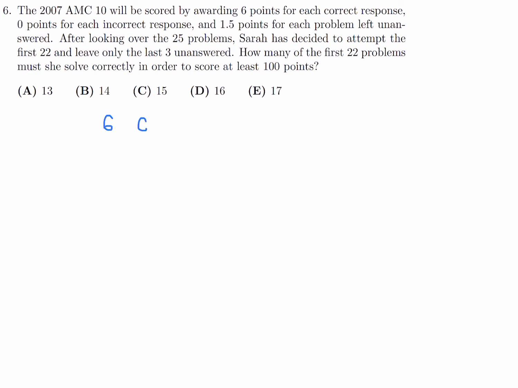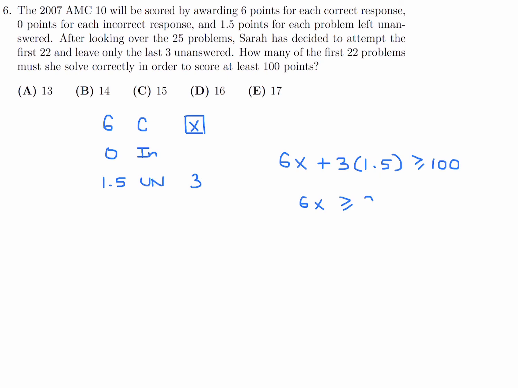6 points for a correct response, 0 for incorrect, and 1.5 for unanswered. Well, she's going to leave 3 unanswered, and we have to figure out how many she has to get correct. So I'll let that be x. So 6 times x plus 3 times 1.5 has to be greater than or equal to 100. So that means 6x is greater than or equal to 100 minus 4.5, which is 95.5. And therefore x is greater than or equal to about 15.9. So that means she must get at least 16 questions correct in order to score 100 points with this scoring system. So number 6, the answer is D.